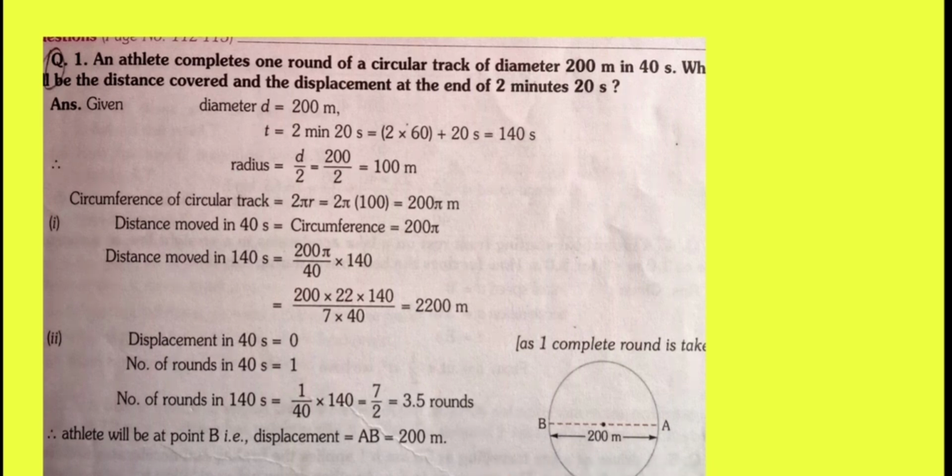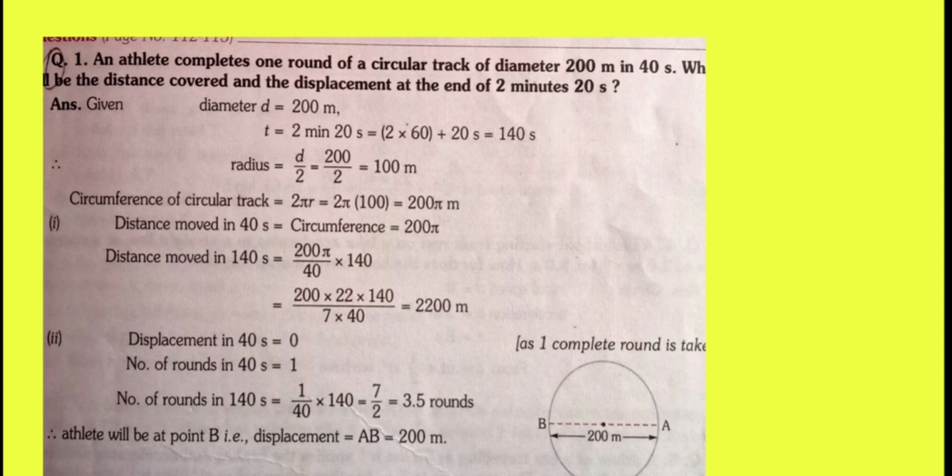Now look at the sub-question 1 solution here. We know that the distance moved by the athlete in 40 seconds is 1 round. When we say 1 round, it is actually the circumference of the circle. We know that the circumference of a circle can be calculated by using the formula 2 pi r. Here we have already calculated the radius, which is 100 meter. So 2 pi r means 2 into pi into 100, which is 200 pi. So the distance moved by the athlete in 40 seconds, which is equal to 1 round, is 200 pi.